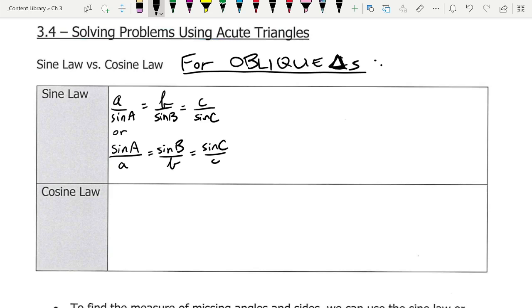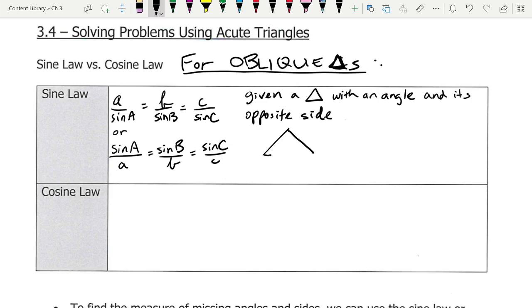I use it given a triangle with an angle and its opposite side. So that's three situations. I could have a situation like this, where I know this angle and the side across from it. And there's usually somebody who goes, well, what if it's the angle on the right? Well, then just imagine flipping the triangle over in your head, right? It's still the same triangle.